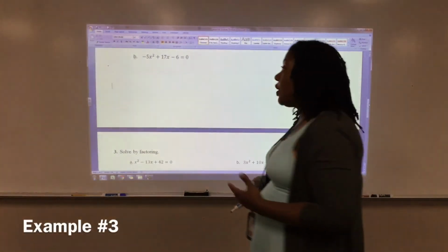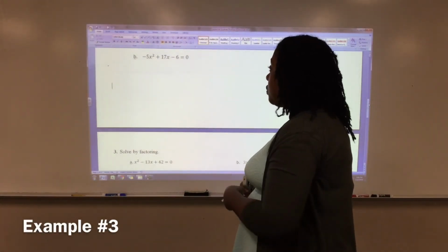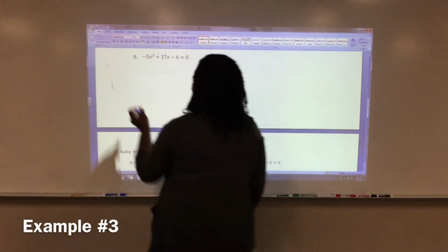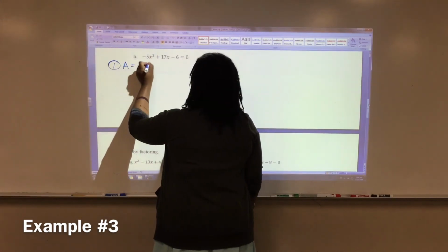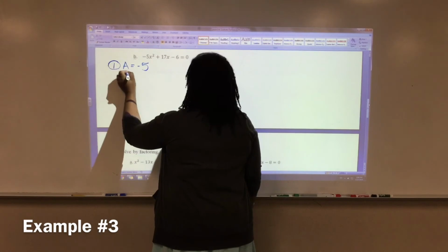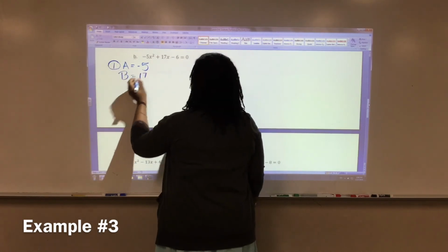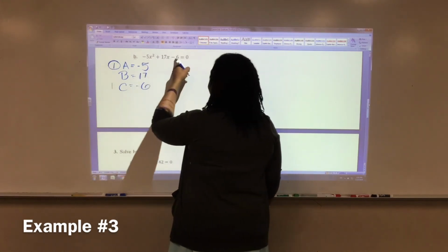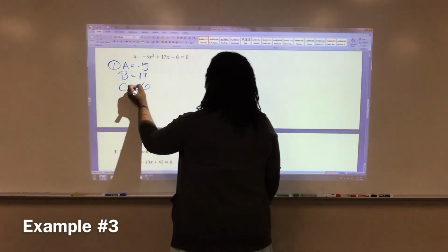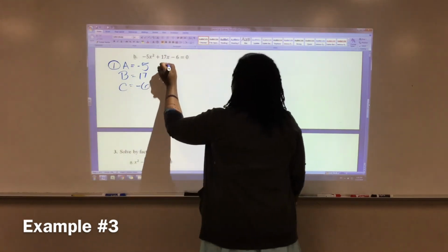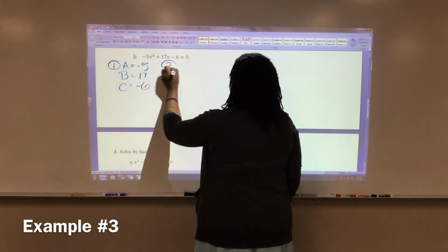So number 2, we're going to try to go a little bit faster, but make sure we understand the steps. Step 1 is to identify A, B, and C. So A is equal to negative 5, B is equal to 17, and C is equal to negative 6. Please note that the sign determines whether it's positive or negative in front of the number. Step 2 is to plug in our information.